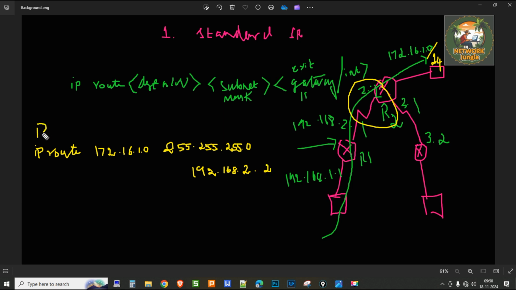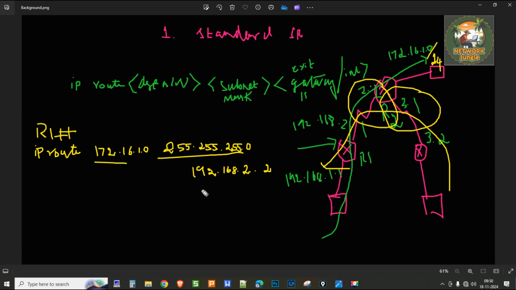This standard static routing we need to configure on the R1 router. For example, for the R2 LAN network to access the R1 LAN network, they need the exit gateway address 3.1. This is the way we need to configure standard static routing: destination network followed by subnet mask. Then for the R1 router the exit gateway interface is 2.2. For the R3 router, the exit gateway IP address is 3.1.